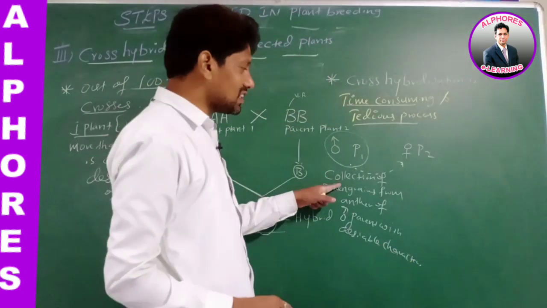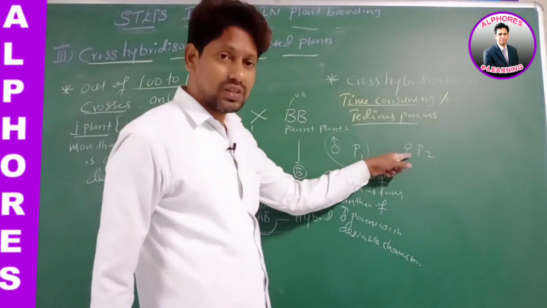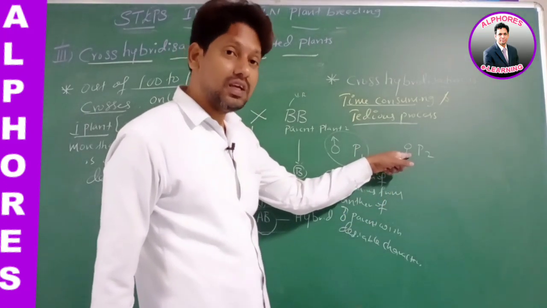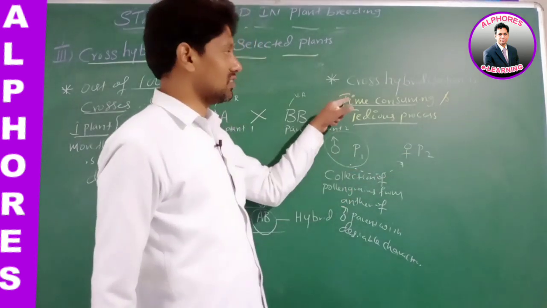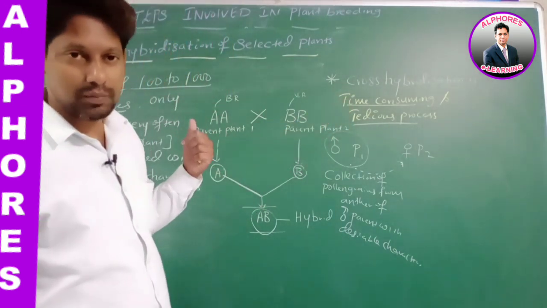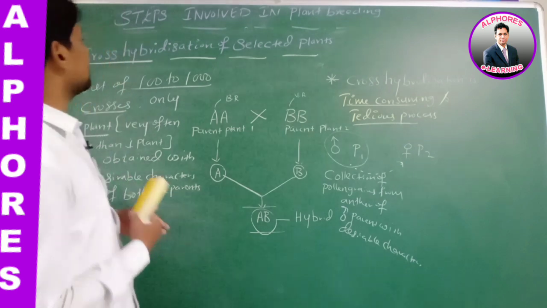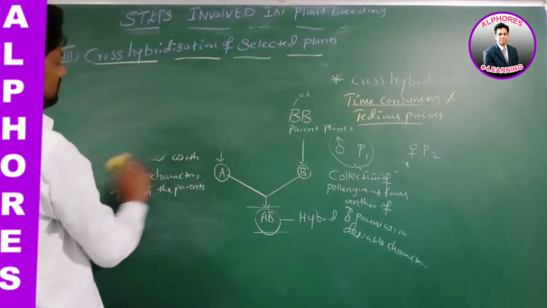And we have to transfer these pollen grains where, sir? Onto the stigma of a female parent with desirable characters. That's why we are calling this process a time consuming and tedious process. Is this statement clear? Right. Therefore, this is concerned to cross hybridization of selected plants.